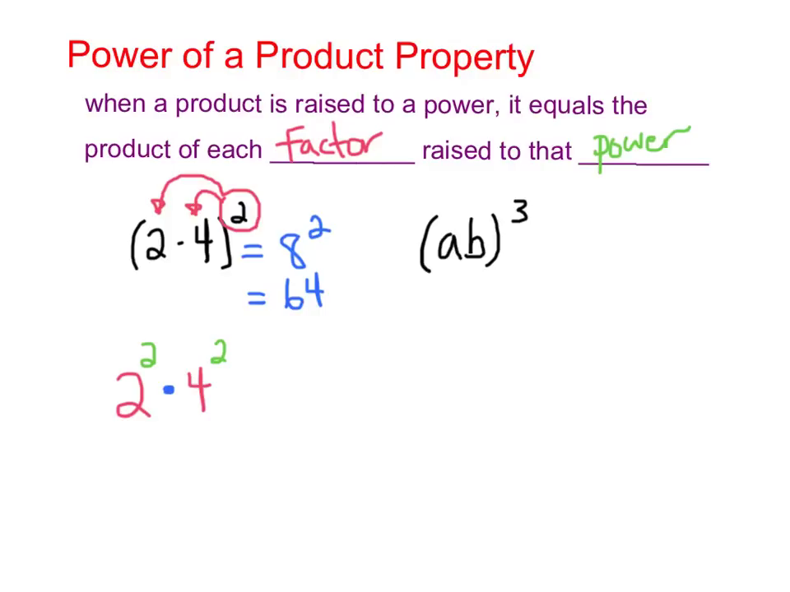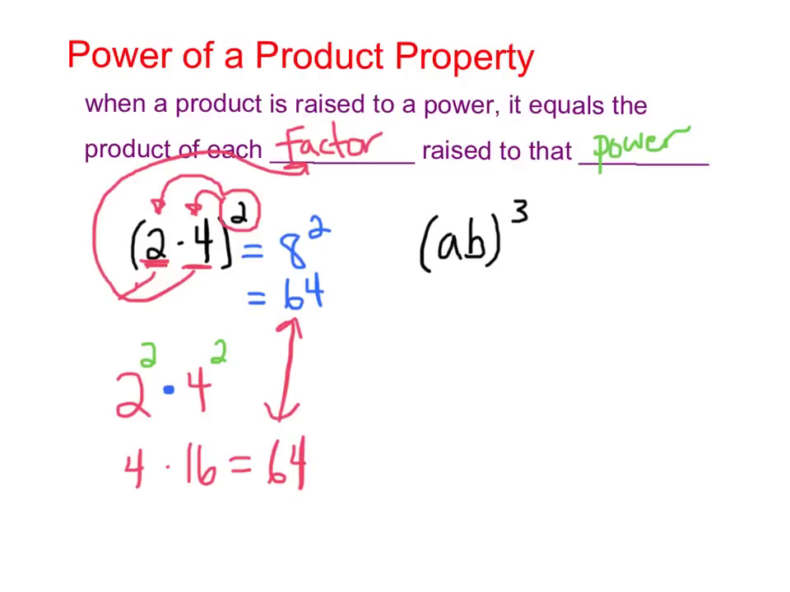Okay? So we gave each term, or each factor, so these are our factors here, the same exponent, which in this case was 2. So if we actually do the multiplication here, 2 to the second power is 4, times 16, which is also equal to 64. And hey, that's exactly what we got here. So really, these still work. But what we really use this property for is when we don't know these values.